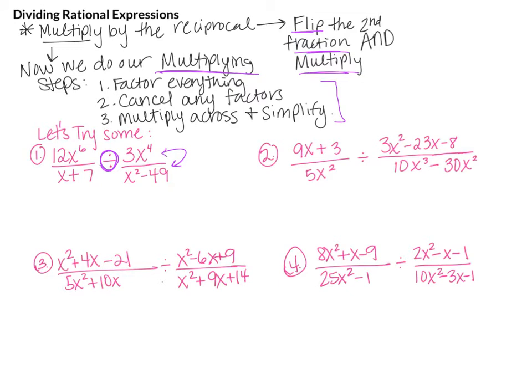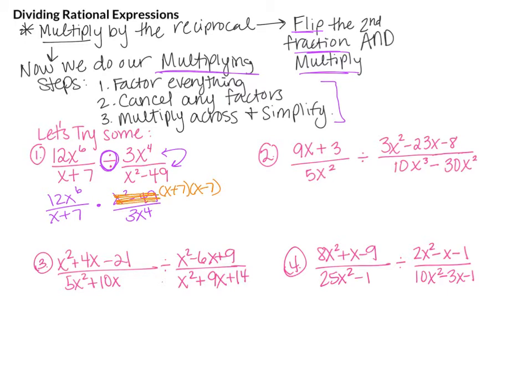So what we really have is 12x to the 6th over x plus 7 times x squared minus 49 over 3x to the 4th. So that's honestly the only new thing that we're going to do here. Because now that it is flipped, all I'm going to do is multiply these fractions. Same thing we did last time. So I'm going to go through, I'm going to factor. So that's going to be x plus 7, x minus 7.